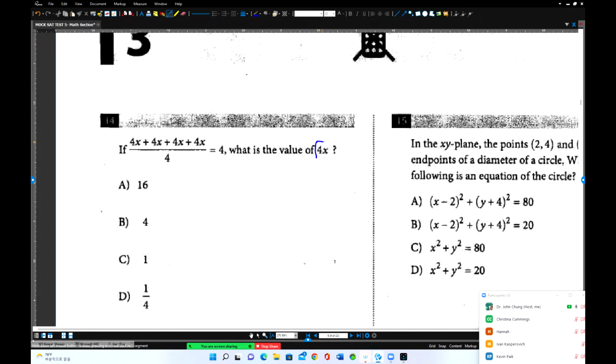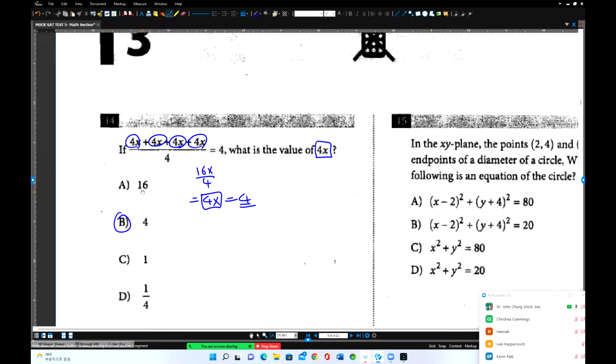Make an underline of it. 4x. Okay? What is that? 4x, 4x, 4x, 4x. 16x divided by 4 equals 4x. That is, 4x equals 4. Okay, you don't have to find the value of x. We already got 4x there. 4x is 4. Okay, that's the answer.